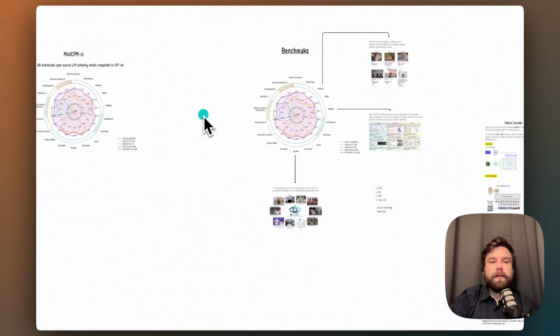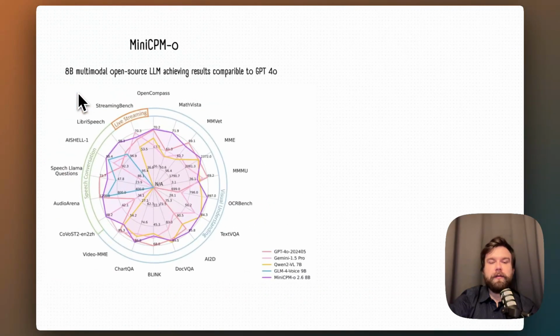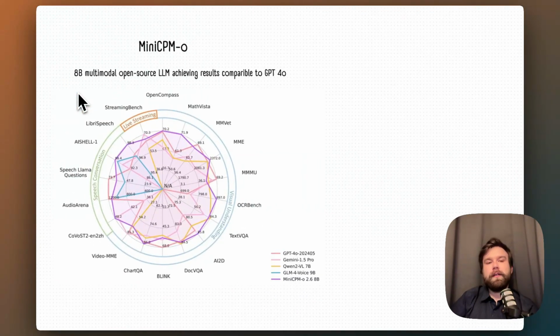I think it is a very good model to analyze because it is almost like a reference point, because in this model they don't have any breakthrough results or breakthrough research, but they did everything right. And in the end result, they achieved very good accuracy with very small size.